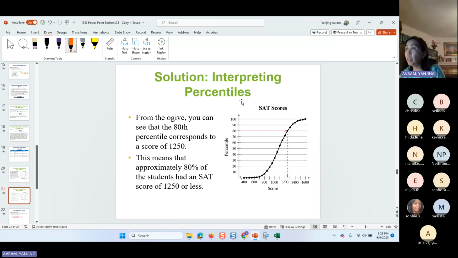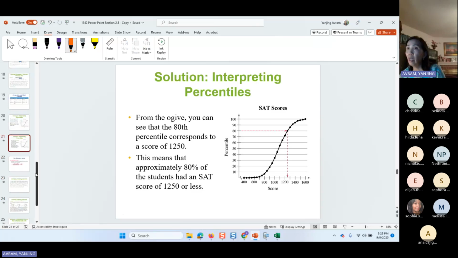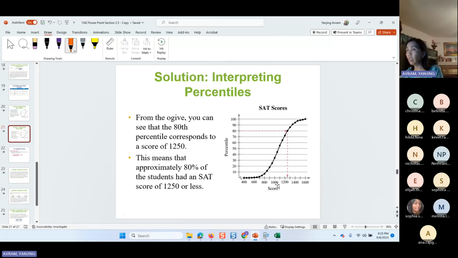Okay, another one is called a percentile. This one, usually you just need to know how to read this graph. So look at this one right here. You have a SAT score.